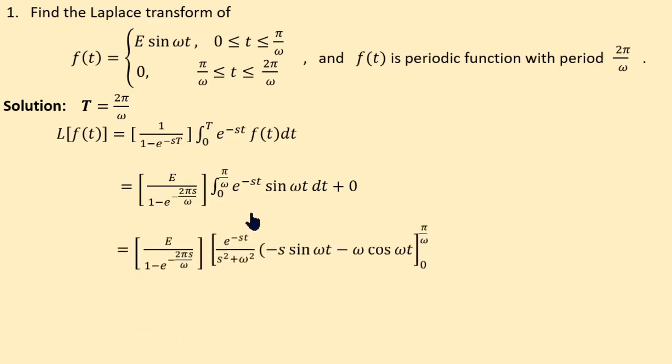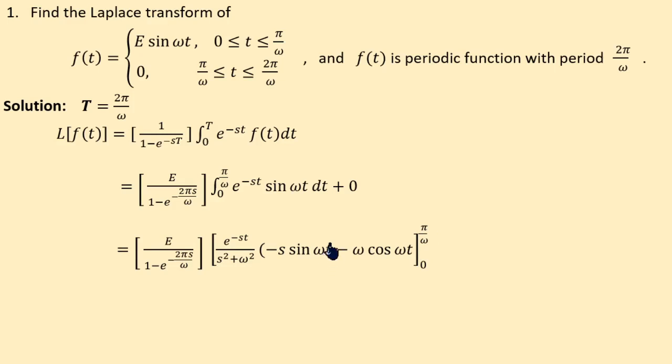And we have the formula: the integral of e power at sin bt dt is e power at by a square plus b square, into a sin bt minus b cos bt. Here a is minus s, so e power minus st divided by minus s whole square, which is a square, plus b square, meaning omega square, and then a is minus s times sin omega t, minus b, which is omega, cos omega t. So this is the integral of e power minus st sin omega t dt. Now apply the limit from 0 to pi by omega.